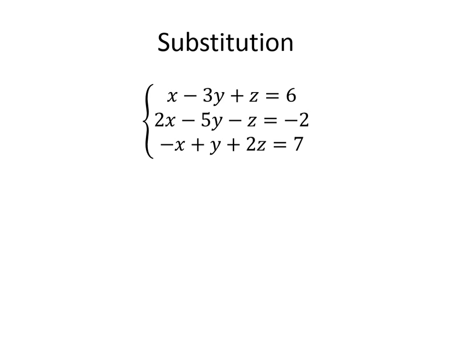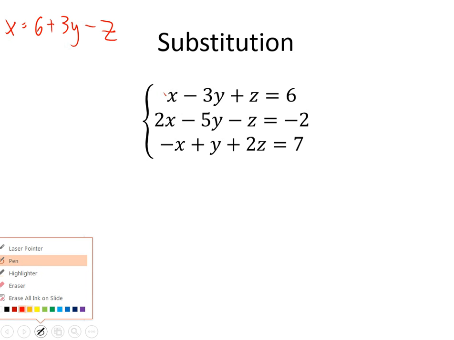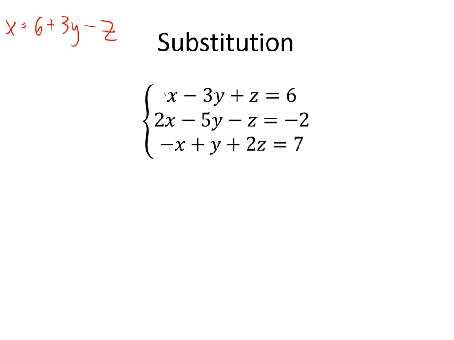Alright, so let's say we have this right here. What I'm going to do is start with the top one and solve for x, giving me x is equal to, so move everything to the other side, 6 plus 3y minus z. Okay, and that's how you're going to start. You're going to solve for one of the variables, whichever variable it is. Now, once you have that, you're going to take that x and plug it in for the x of another equation. So I'm going to plug it into the second one.